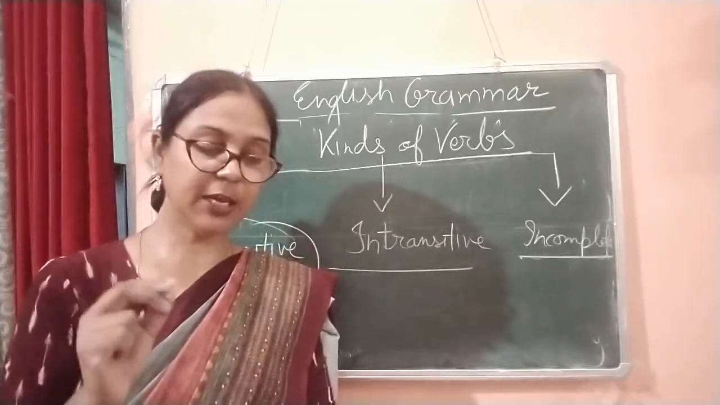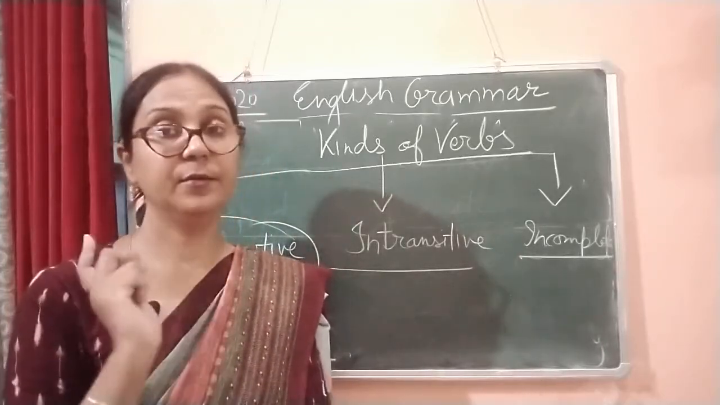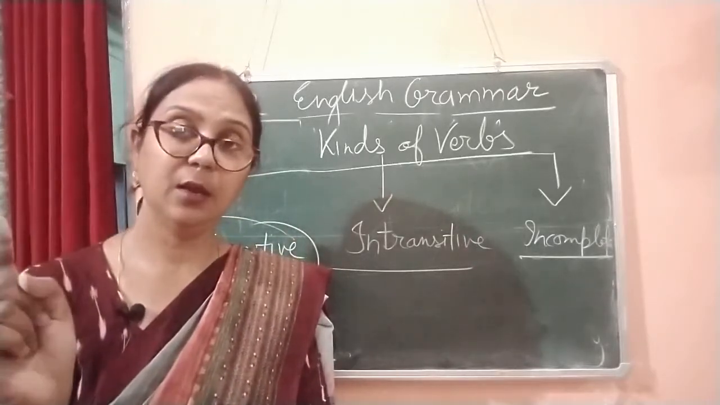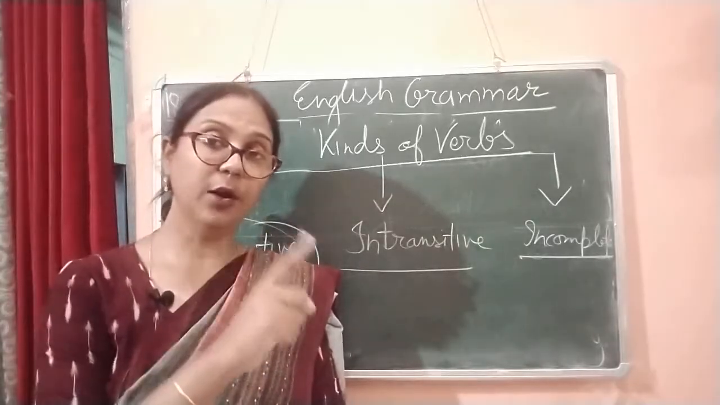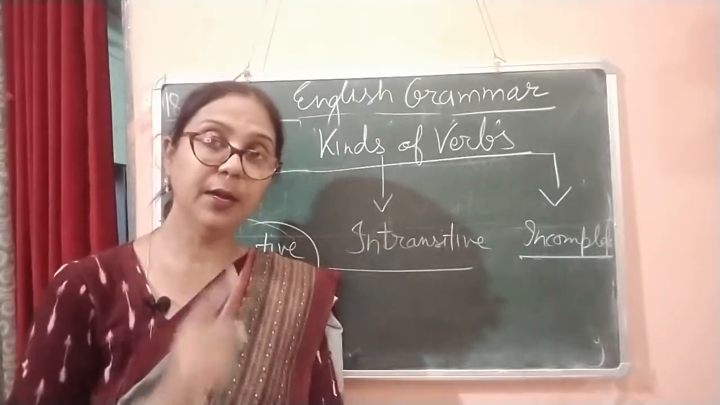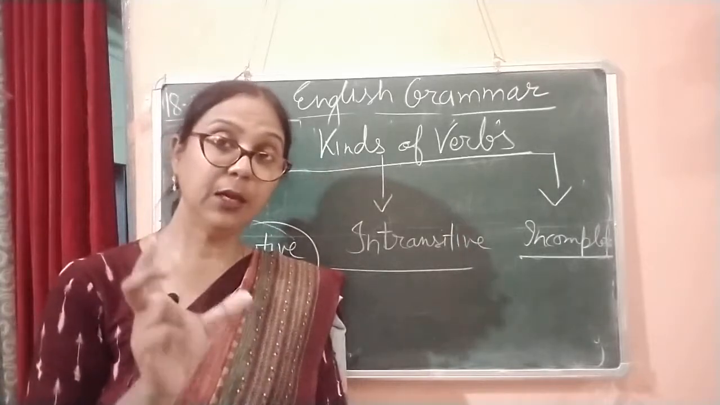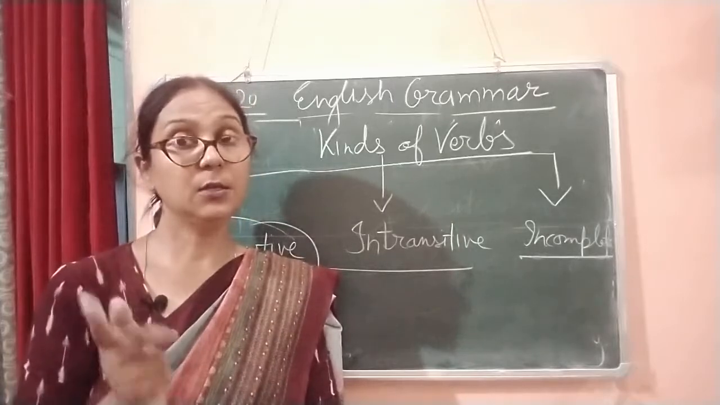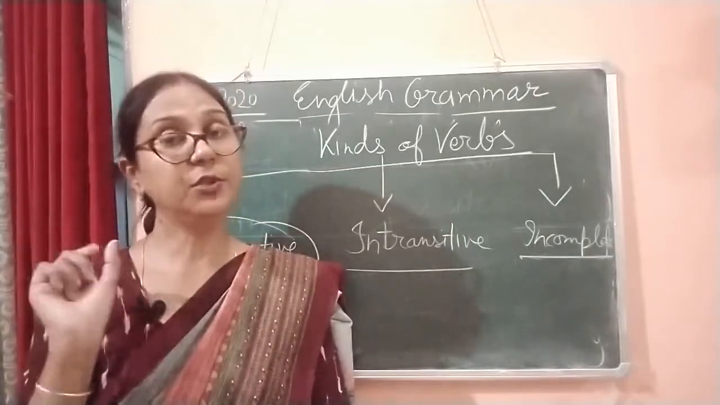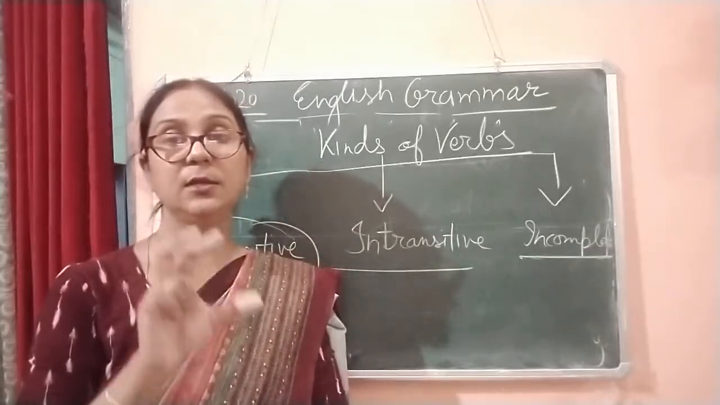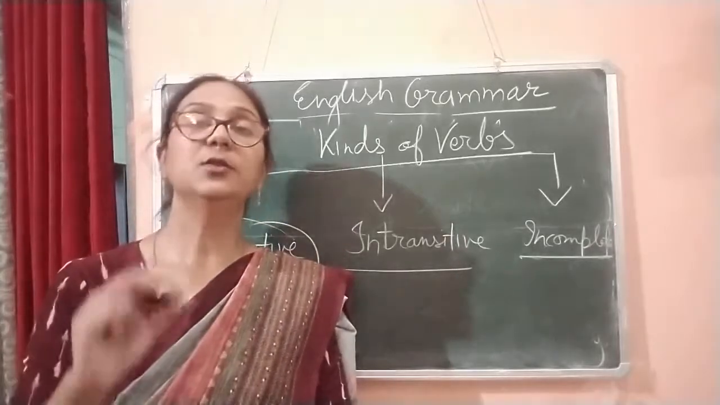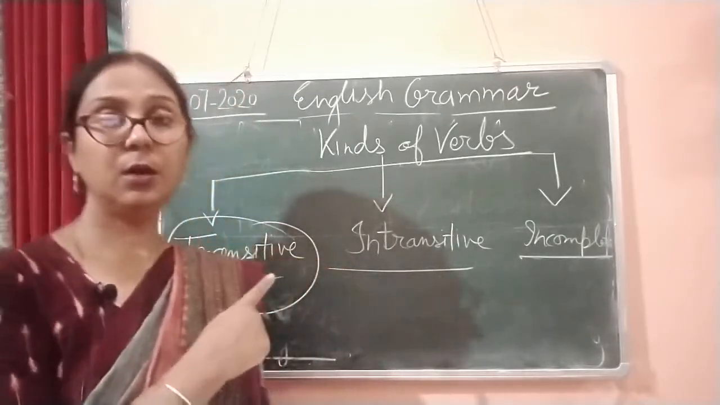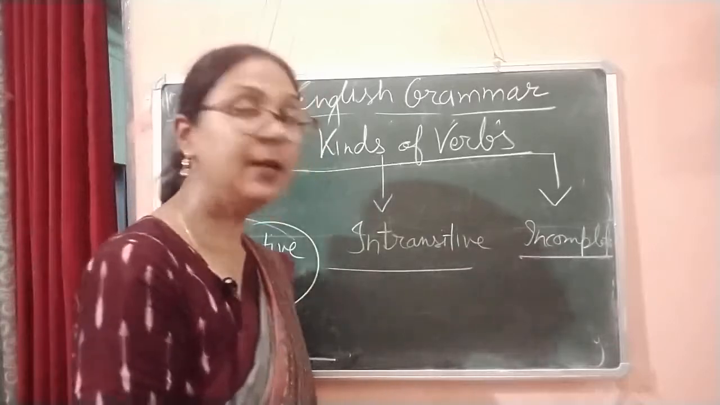For example, she kept the money carefully, as we have already seen. Now here you can see what she kept. She kept the money. Money is an object. So this is called a transitive verb because the verb has an object. The doer is doing something on an object. So this is called a transitive verb. The definition I am going to write on the board. You just go through it and learn it also.